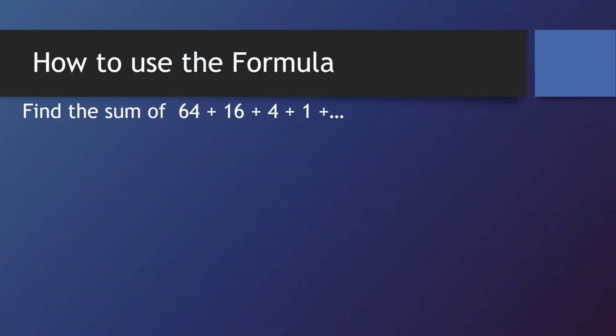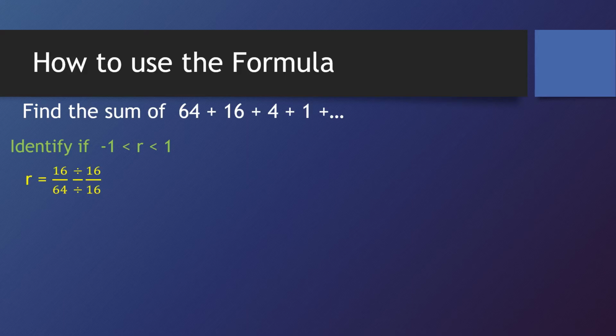Okay, so let's have our last example. Find the sum of 64 plus 16 plus 4 plus 1 and so on. Again, we have to identify first if the sum exists. To do that, we have to identify if the common ratio is between -1 and +1. Just simply get the common ratio.